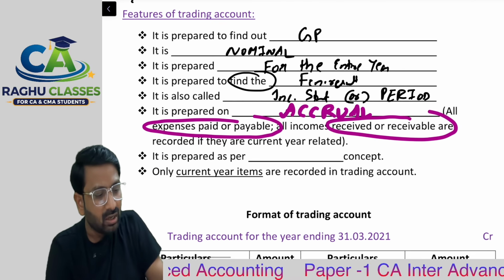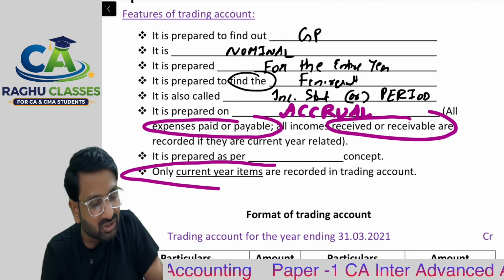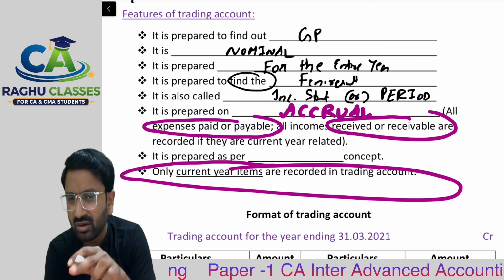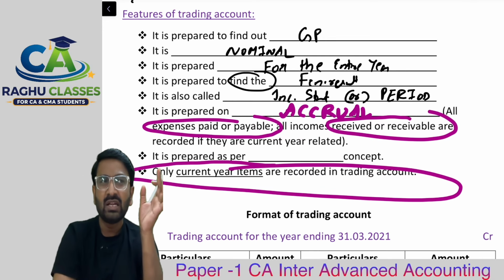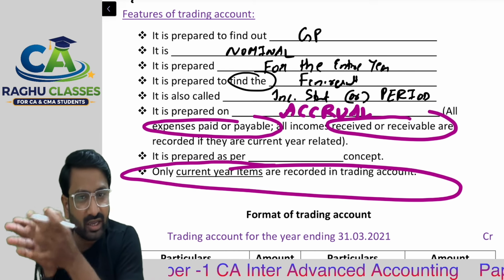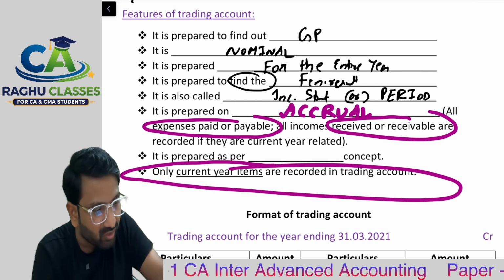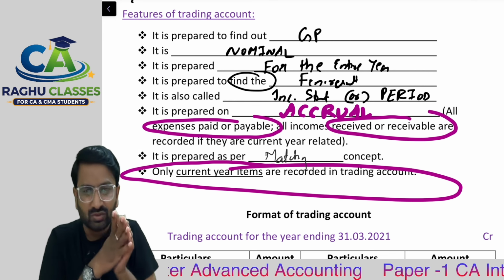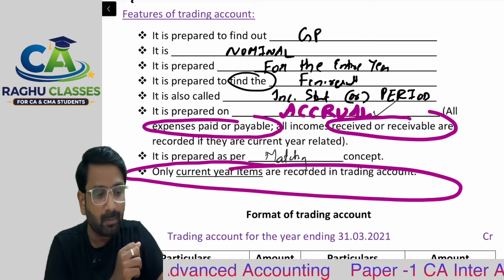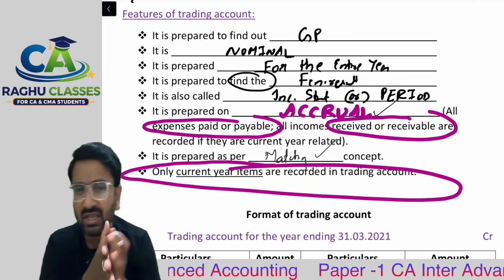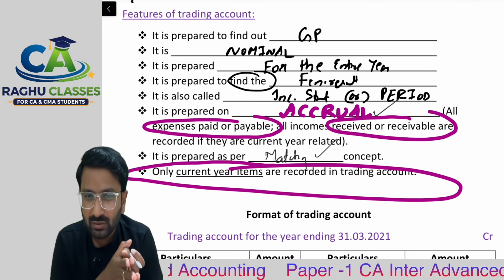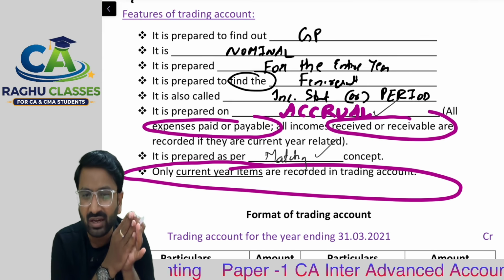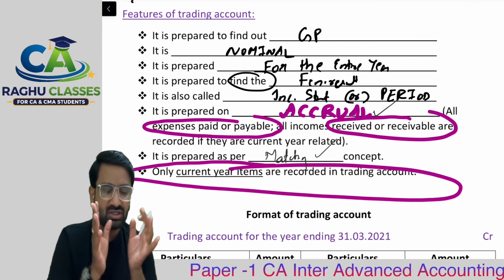Next thing, only current year items must appear in the trading account. Very important point: if anything is related to either the previous year or the next year, it cannot come in the trading account. Strictly, we should match current year expenses with current year income. That is what we call the matching concept. So whenever you prepare your trading account, there are two important concepts to be followed: the accrual concept and the matching concept. Is that clear? When I say accrual, we show expenses paid also, payable also. When I say matching concept, we show only current year items in the trading account. So these are certain features of the trading account.